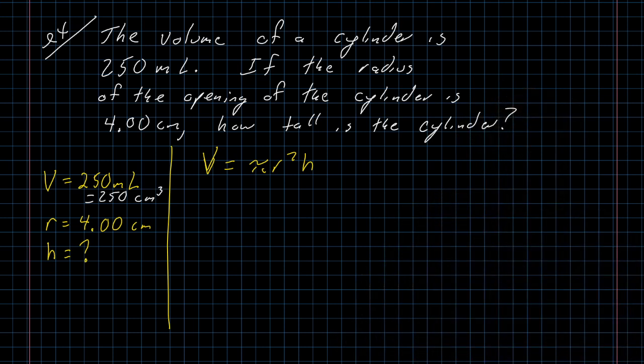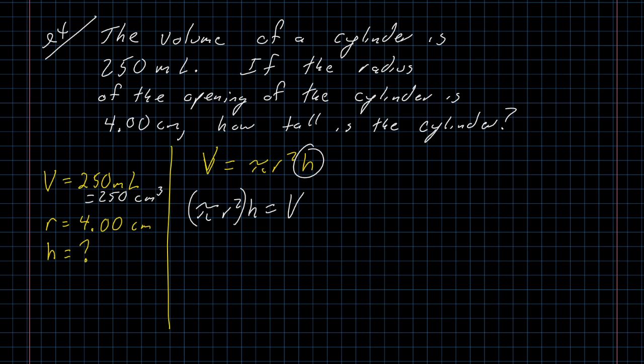So I know that h is my unknown. I want to rearrange the formula to solve for h. I'll start off by just swapping the left and right hand sides, because we're generally happier when the variable we're solving for is on the left-hand side of the equation. It doesn't have to be, but it makes us happy, so we go with it.